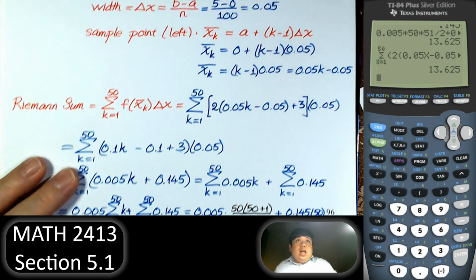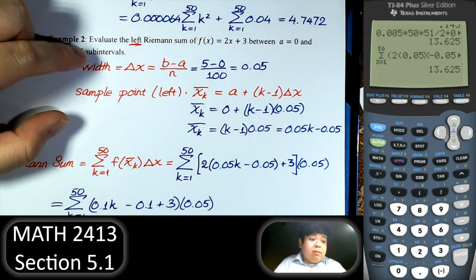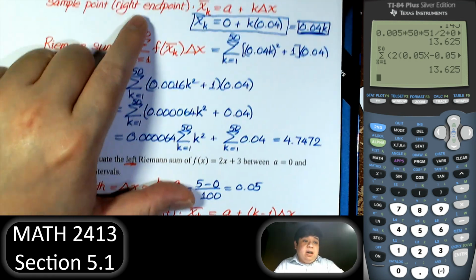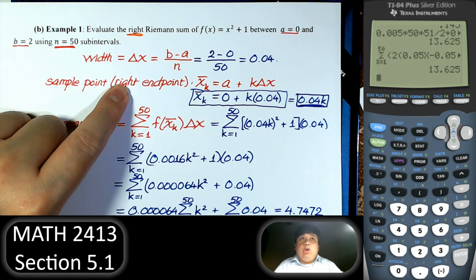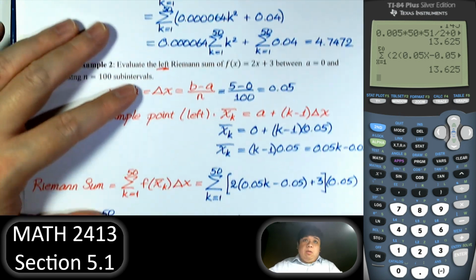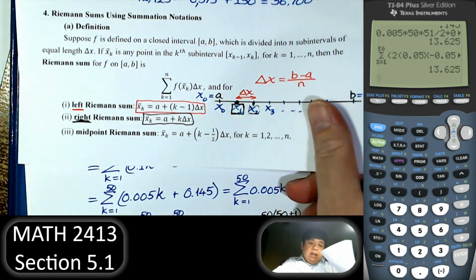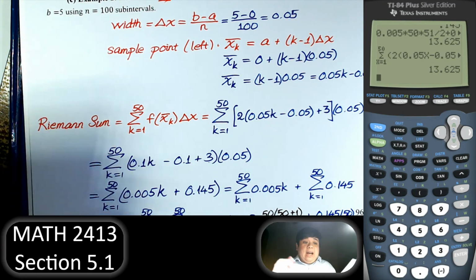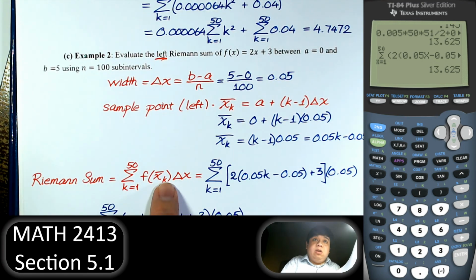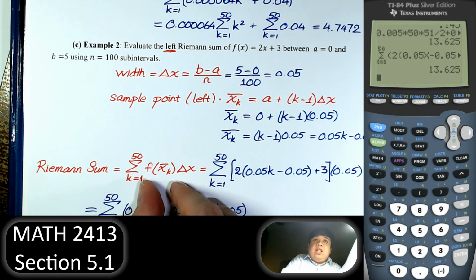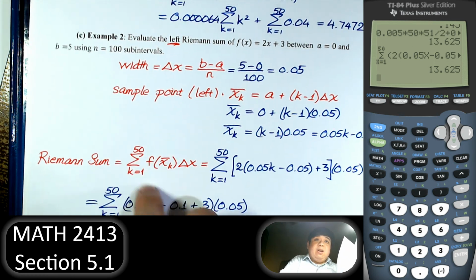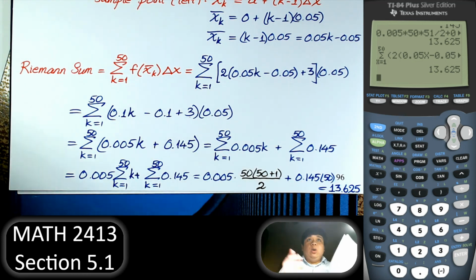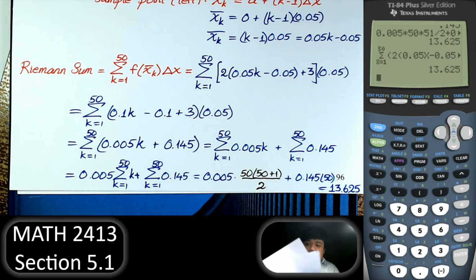It doesn't matter. So we need to know the width. And then we write out the left point formula, we're going to use that. The right point, we're going to use that. Of course, the midpoint is going to be that. And then we just put in the values of the function to find the values. This gives us the height times the width, which gives us the area of the rectangles. Add the area of all those rectangles, and we have the Riemann sum, or in this case, we estimate the area under the curve.